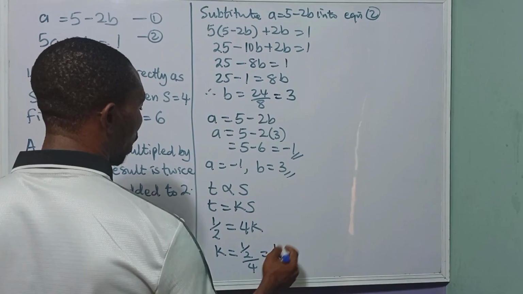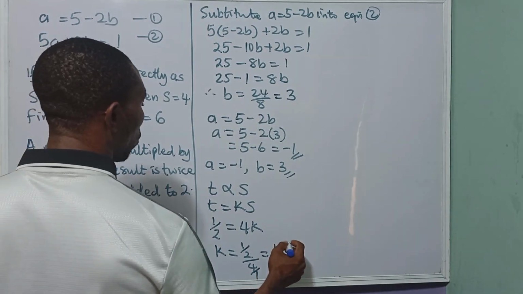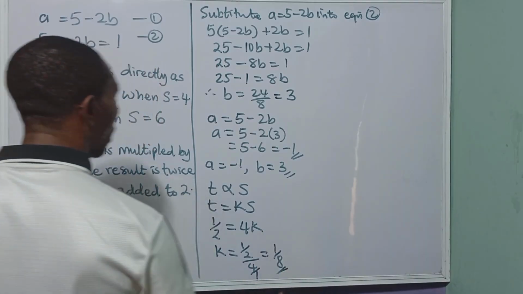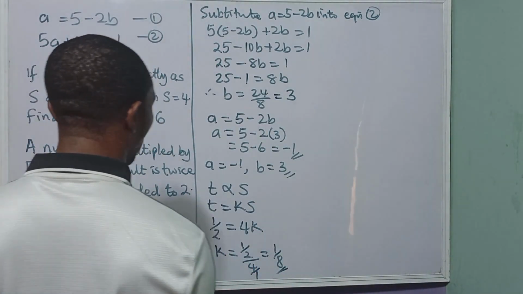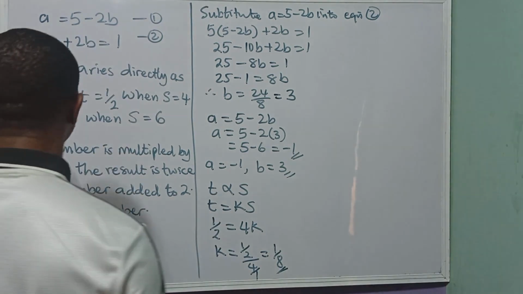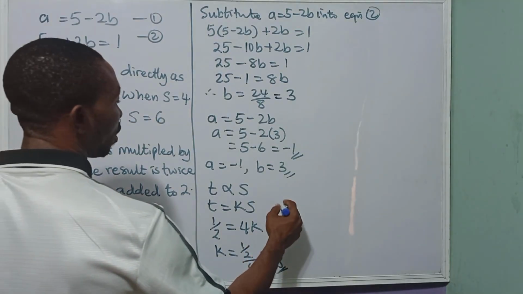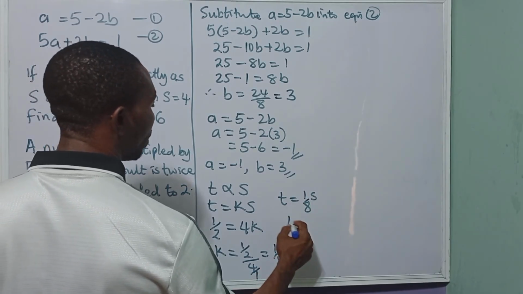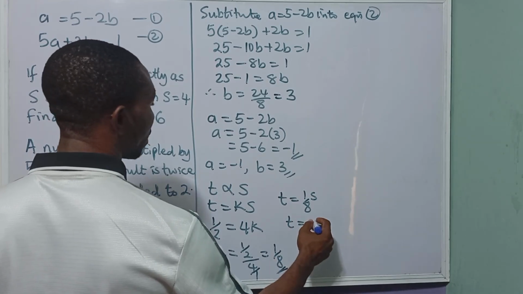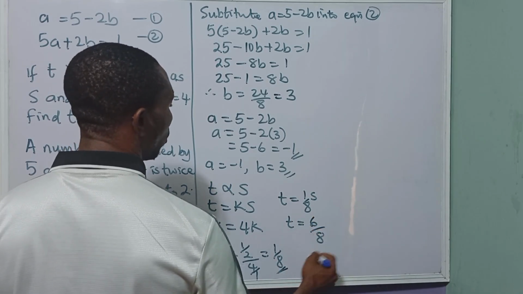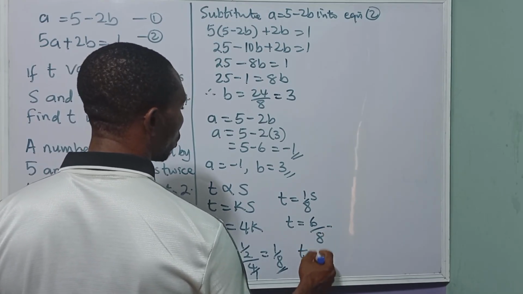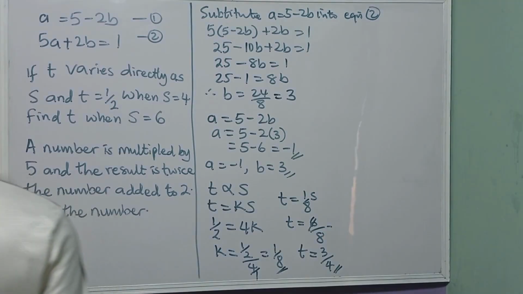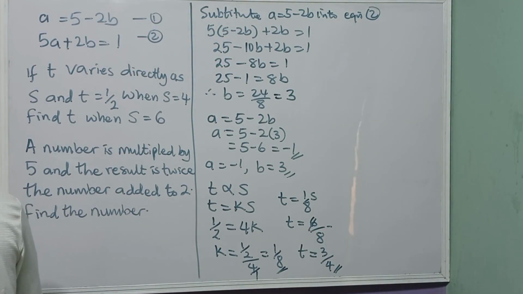Now, how did we get 1 over 8? We have this as 1 over 1. So this becomes 1 over 2 times 1 over 4, which gives us 1 over 8. Okay. Now, having our k as 1 over 8, it says find t when s is 6. So t equals 1 over 8s. So that means t equals 6 over 8. Breaking it down to its lowest term, 2 into 6 is 3, 2 into 8 is 4. So t equals 3 over 4.